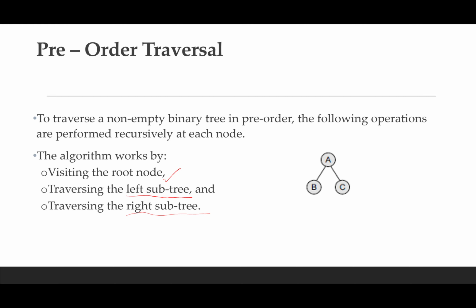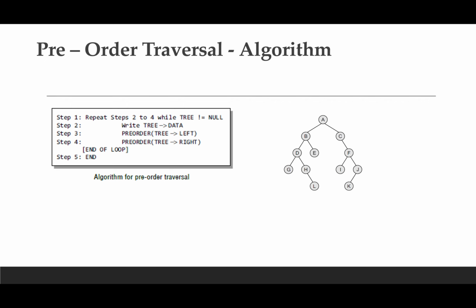For example, consider this tree, which contains only three nodes. What is the root node? A is the root node. So first we visit node A. Then what is the left subtree? It is B, so it will visit A, B. Then it will visit the right node C. So A, B, C. Now we will see the algorithm.